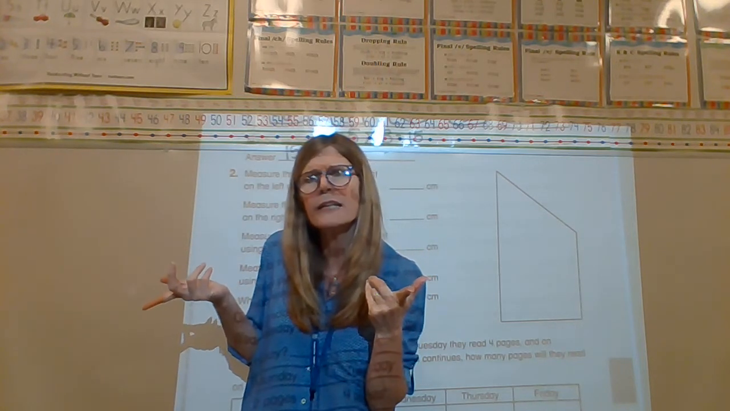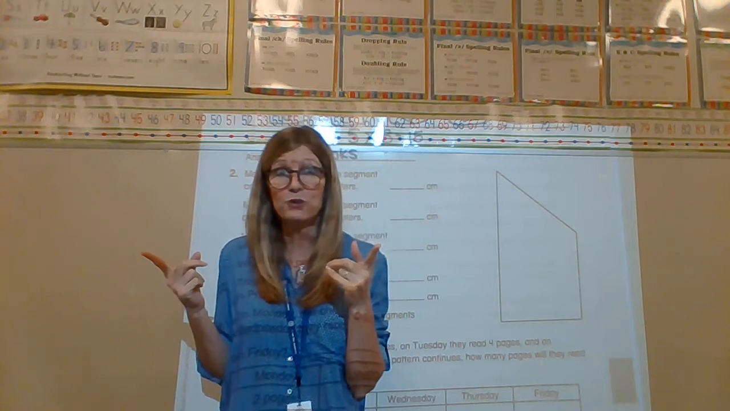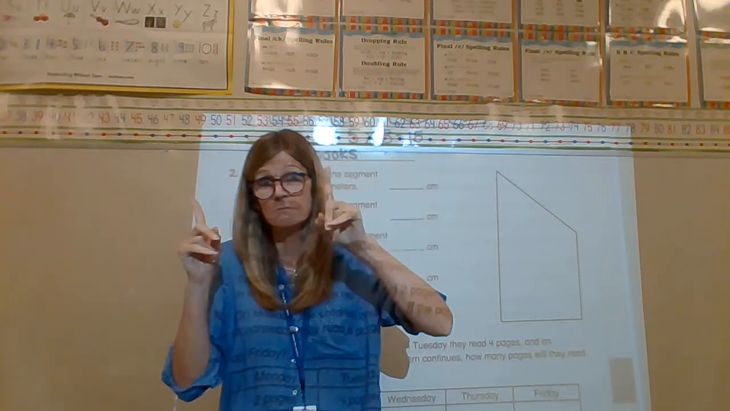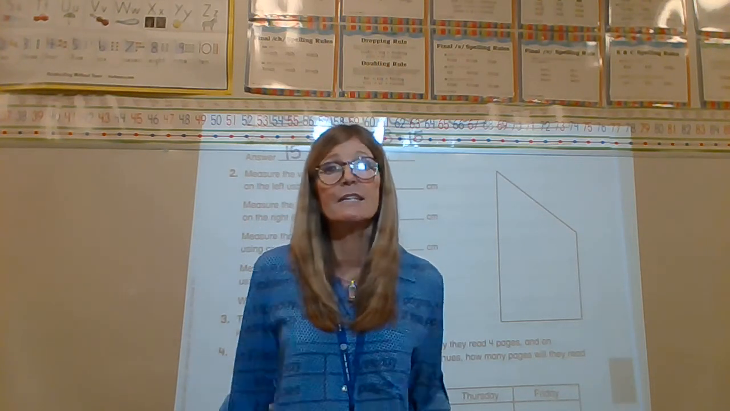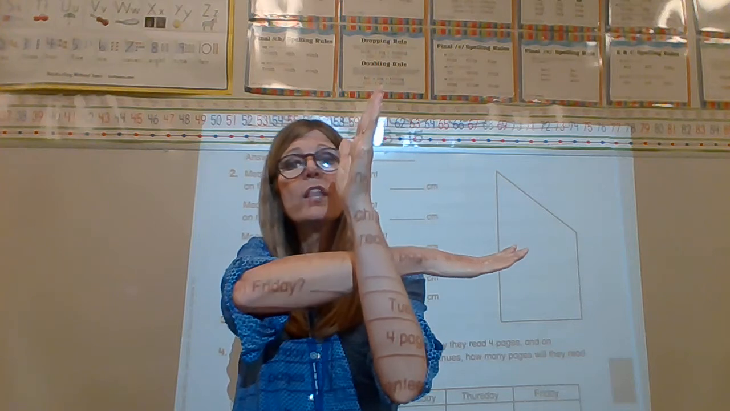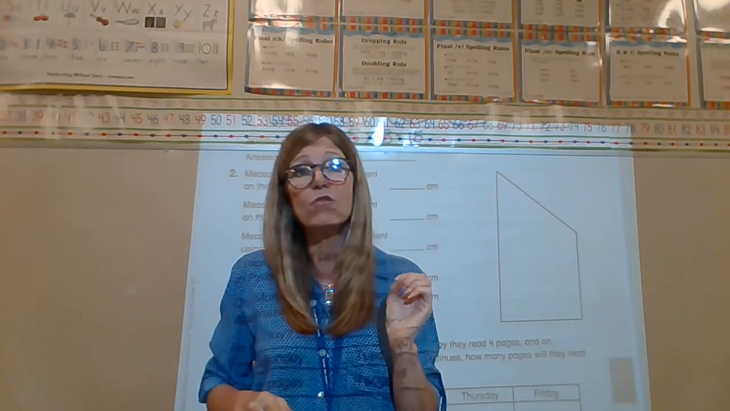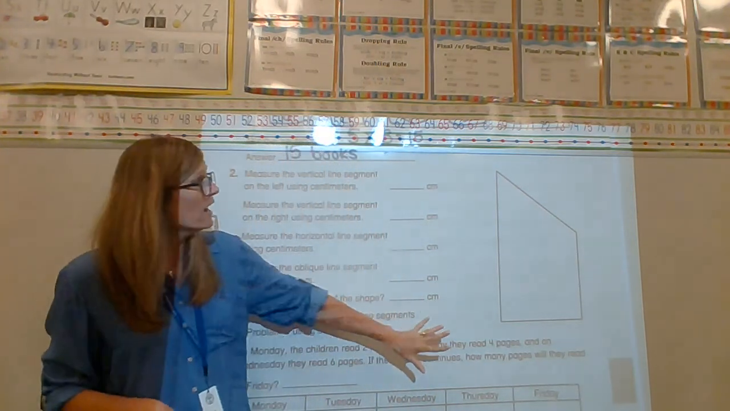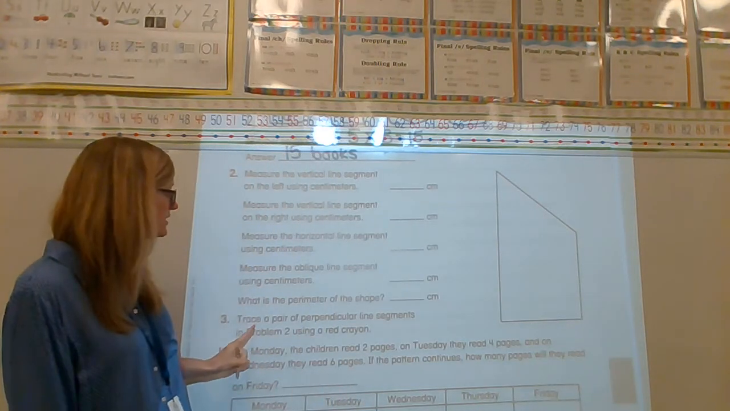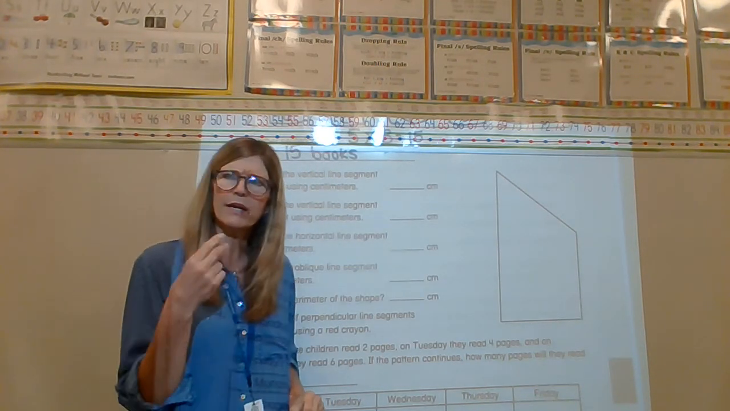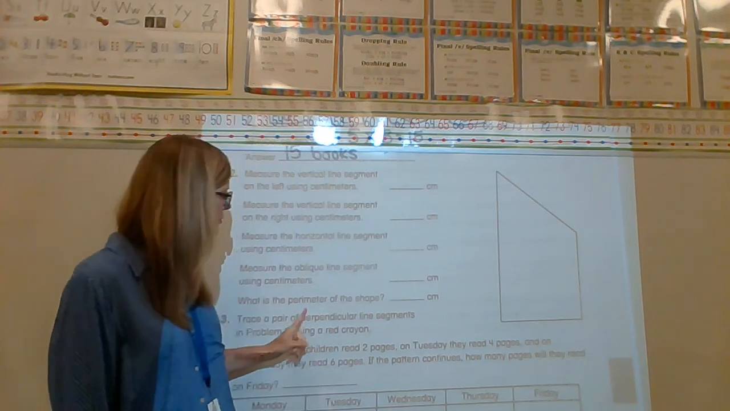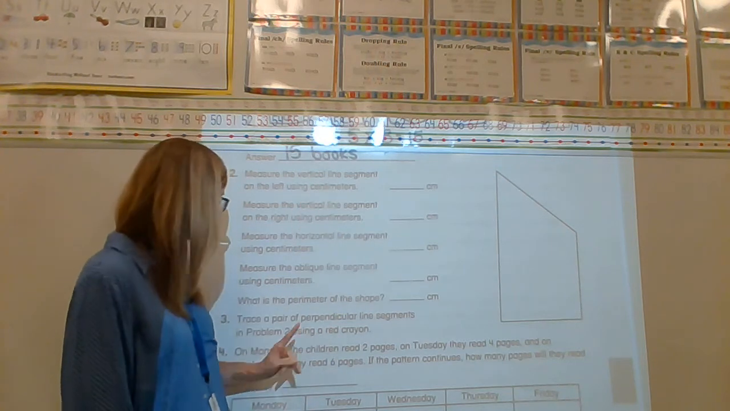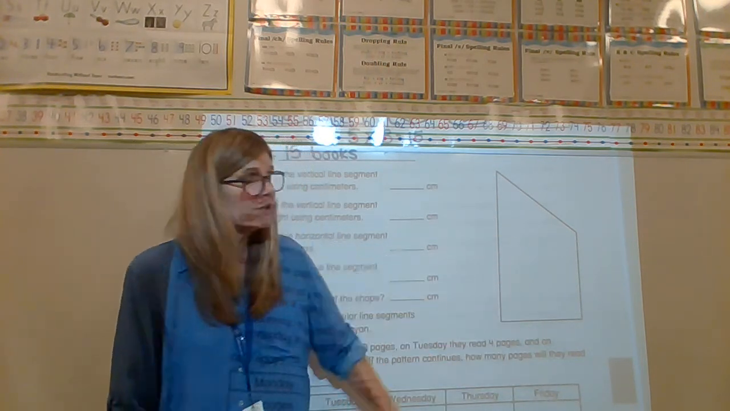What does perpendicular mean? 2 line segments that crash with a right angle. Say it again. Perpendicular. 2 line segments that crash, they have to have a right angle. They can have more than one, but they have to have at least one. So in this shape, they want us to trace a pair. How many in a pair? 2. They want us to trace a pair of perpendicular line segments in this shape using a red.